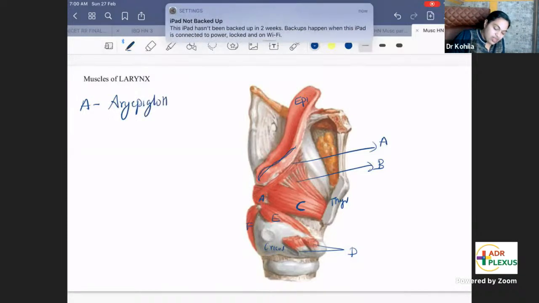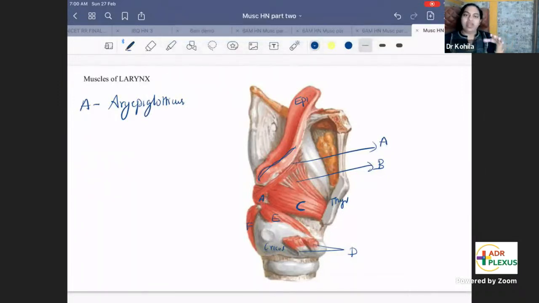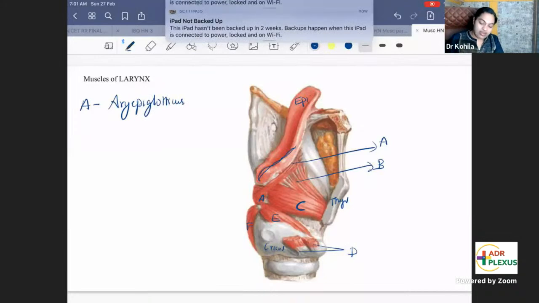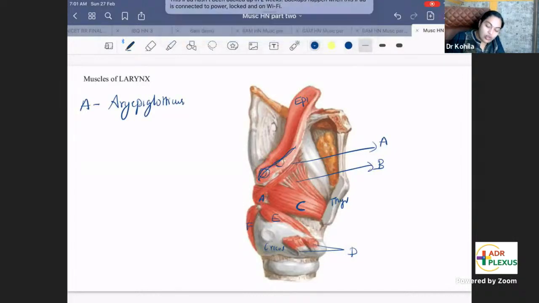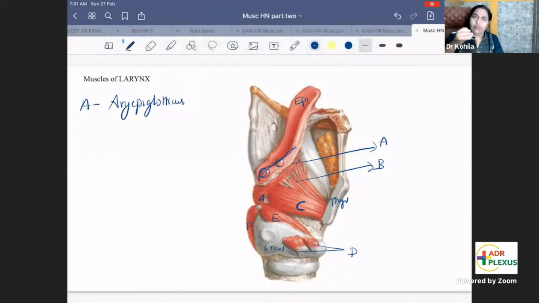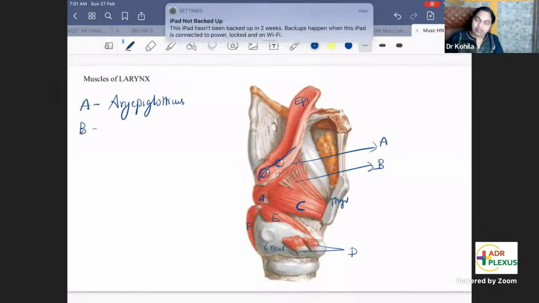It lies within the Ari epiglottic mucus fold. The contraction of this muscle will approximate the epiglottis margin and will close the laryngeal inlet. Yes, Ari epiglotticus. It is the content of the Ari epiglottic mucus fold. These bulges that you see here, the cornicate and cuneiform cartilages, also lie within the Ari epiglottic fold. B, any idea what is B?